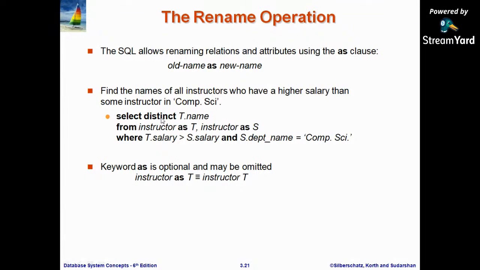So: select distinct T.name from instructor as T, instructor as S where T.salary > S.salary and S.department = 'Computer Science'. What is this query doing? This query is giving you all the instructors whose salary is higher than some of the instructors in computer science. In this example, we are going to compare the salary with the salary itself in the same table. That's why we need to rename it as T and S.